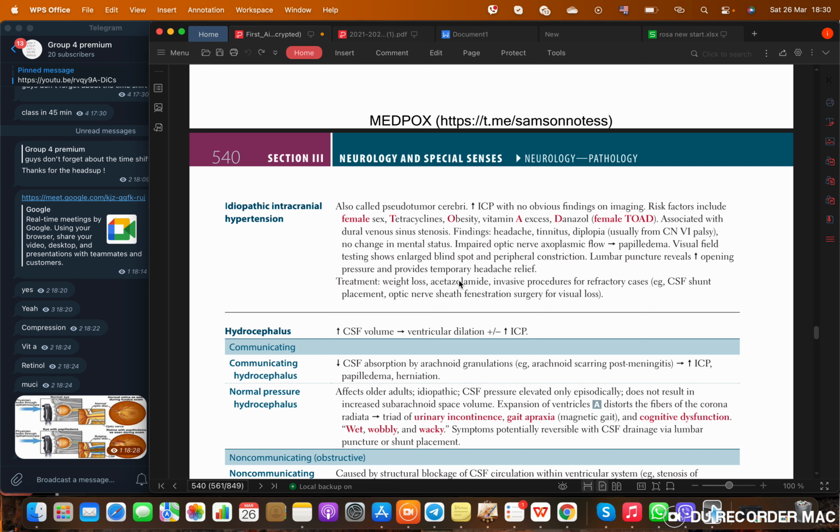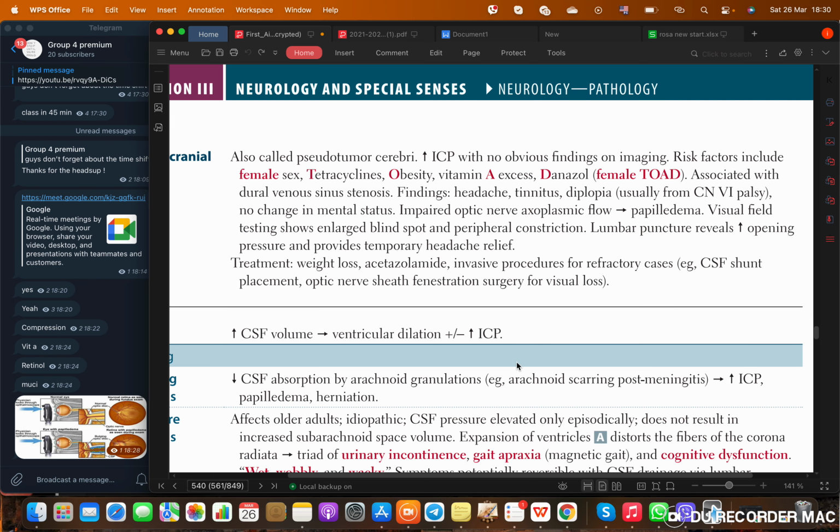You might advise the patient for weight loss in this disease. Acetazolamide is a carbonic anhydrase inhibitor that decreases the CSF production. Some people mistakenly think that acetazolamide is utilized because it has a diuretic function. This is incorrect. We use it because it's basically going to decrease the CSF production. Invasive procedures for refractory cases can be done, like CSF shunt placement and optic nerve sheath fenestration surgery for visual loss.